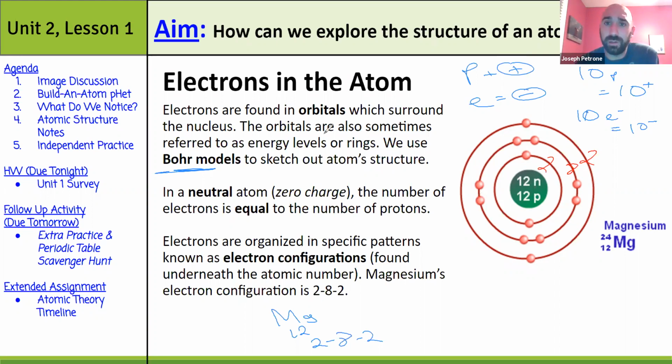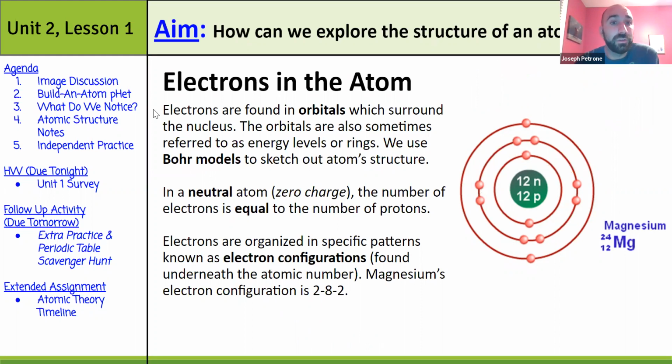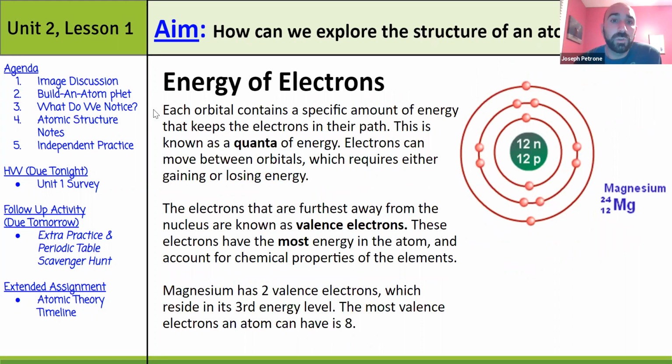Now, one more thing about electrons is that they do contain energy. So, I'm sorry, each orbital of the atom contains a specific amount of energy that keeps the electrons in their path. This energy is known as a quanta. So quanta, like quantitative, it's an amount of energy. So it's a numerical amount of energy. Now, these electrons are allowed to move between the energy levels. However, doing so requires they either gain energy, so it takes them in, or release some. We'll get into that later.